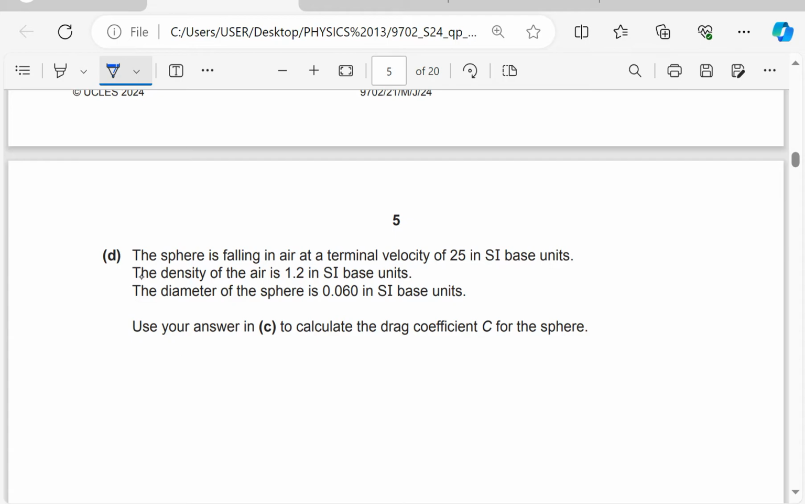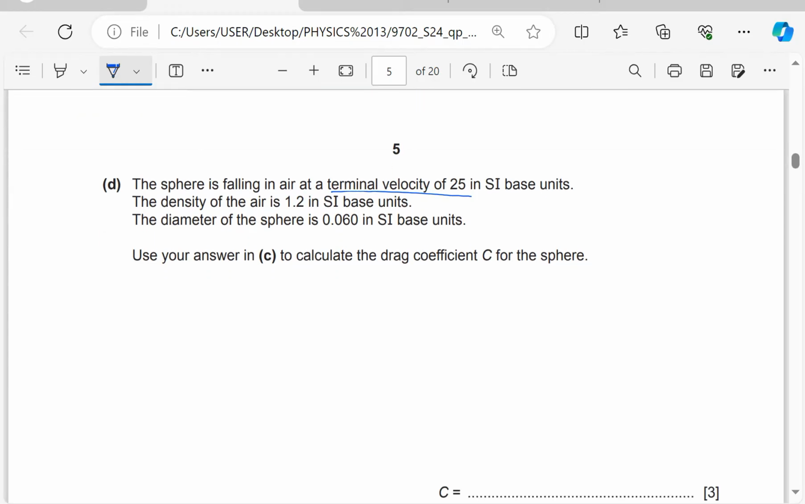The sphere is falling in air at a terminal velocity of 25 in SI base units. Of course, the unit is meters per second. The density of the air is 1.2 in SI base units. The diameter of the sphere is 0.06 in SI base units. Use your answer in C to calculate the drag coefficient C for the sphere.